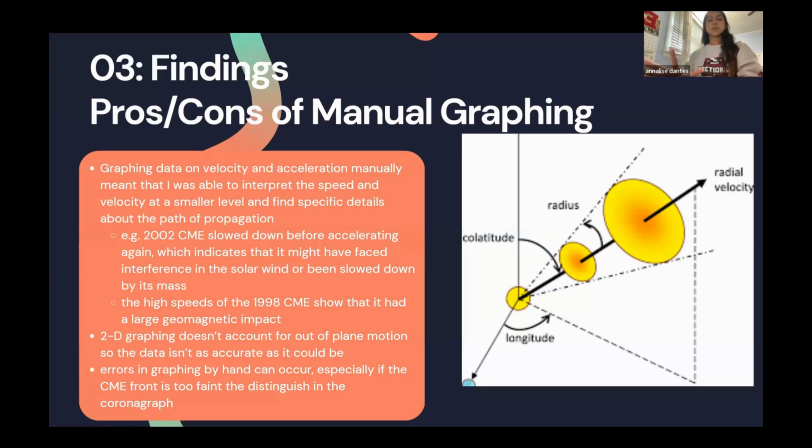Some problems with my method though, the main one being that 2D graphing doesn't account for out of plane motion. Coronal mass ejections are a three-dimensional event. However, I'm looking at a 2D picture and graphing it in 2 dimensions. So the data isn't as accurate as it could be. And additionally, as I mentioned previously, because I'm graphing these by hand, if the CME front gets really faint, like what happened with the 1998 CME, it might be difficult to distinguish where I'm going to plot my point to represent distance.